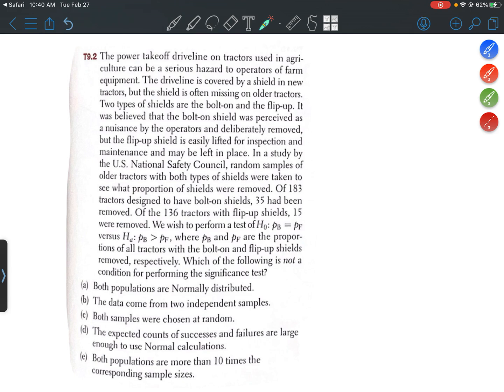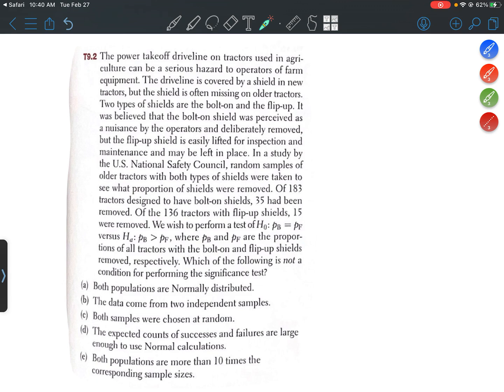We wish to perform a test of H0: pB equals pF versus Ha: pB greater than pF, where pB and pF are the proportions of all tractors with the bolt-on and flip-up shields removed, respectively. Which of the following is not a condition for performing the significance test?